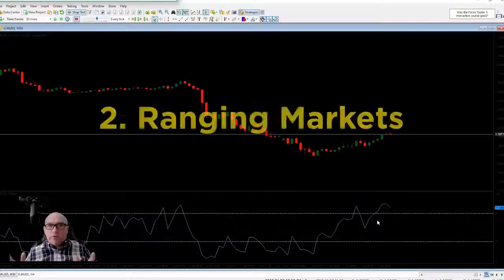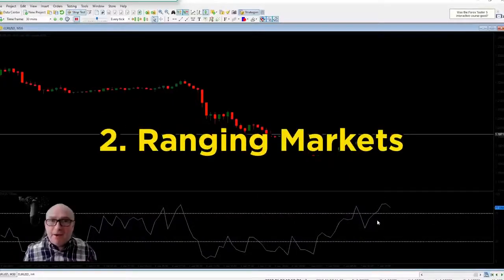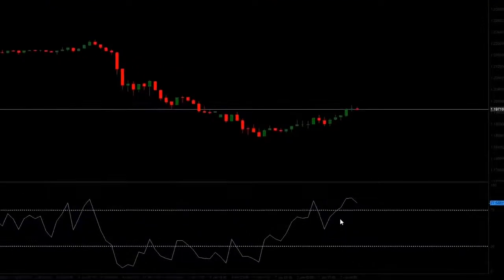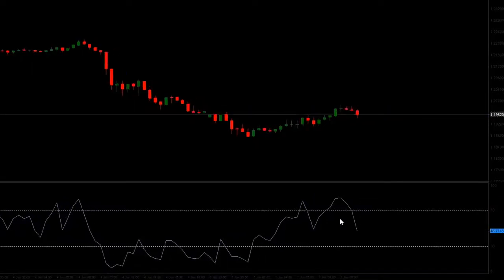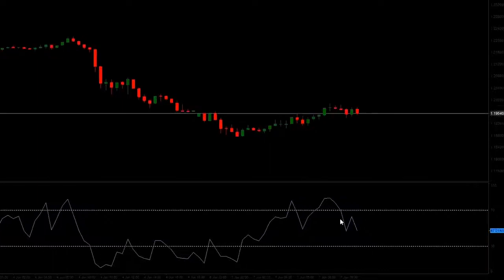Okay, so now I want to show you an example of how you could possibly use the RSI indicator in ranging markets, basically looking to buy the bottoms and sell the tops in ranges, if that is your thing. The moment we are overbought, we're waiting for it to pull back through to below the 70, and indeed there it does. That gives us maybe a sell signal in that range.